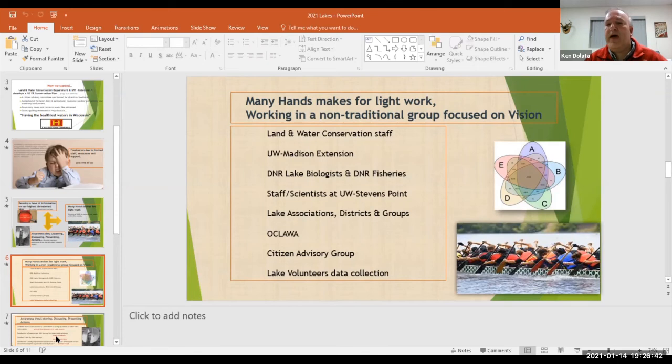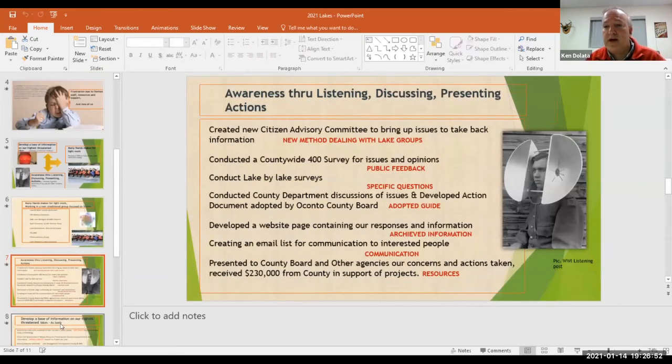So there's many people now, and it's not just a two-person show in a sense. And part of this is the lake management plans that we're dealing with. So having a larger group has really worked out in our benefit at the county. Making awareness and listening and discussing, part of this awareness and through Stevens Point affiliation is that we were able to do a survey that went countywide.